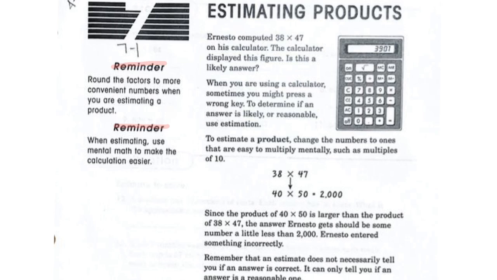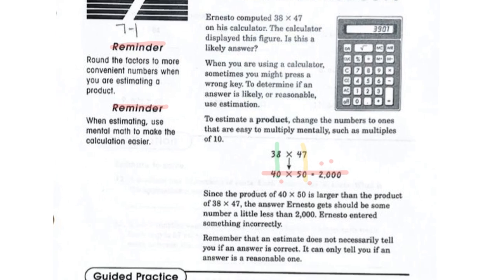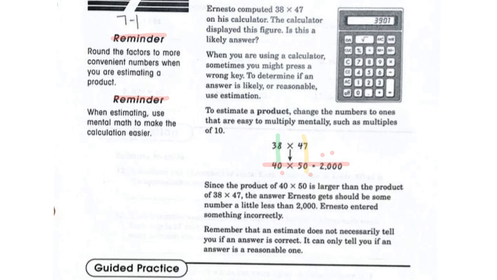So what they did is they took 38 and rounded it to 40, and they took 47 and rounded it to 50. Then they were able to take 4 times 5 and get 20, and then they added the 2 other zeros to get 2,000. So is the answer on the calculator a reasonable answer? It's pretty far off.